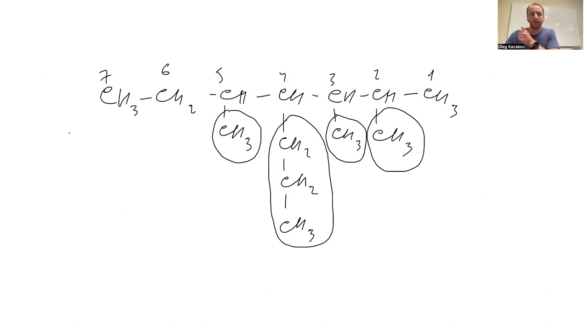1, 2, 3, 4, 5, 6, 7. It's also a straight chain, right? So it's a chain of consecutively connected 7 carbons. But why don't we choose that chain, right? So that's what we have in the other possibility.